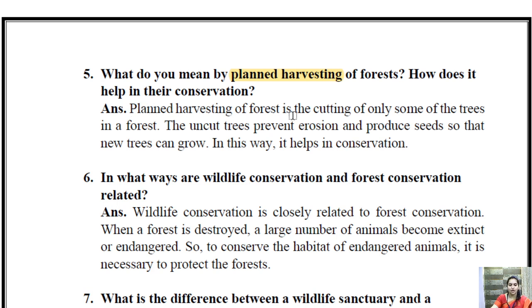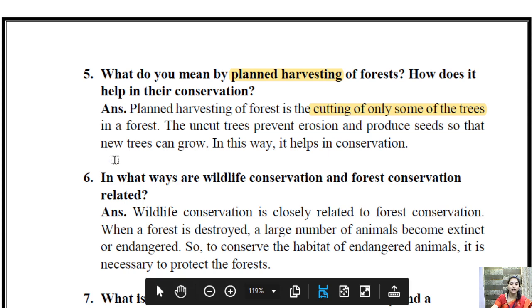Planned harvesting of forest is the cutting of some of the trees in the forest. The uncut trees prevent erosion and produce seeds so that new trees can grow. In this way it helps in conservation.